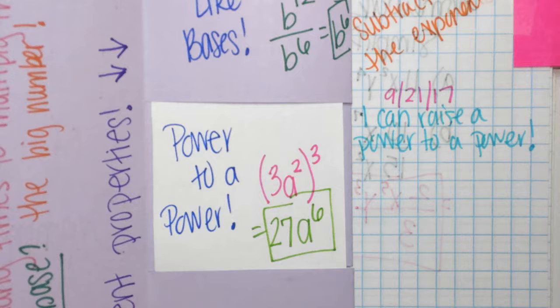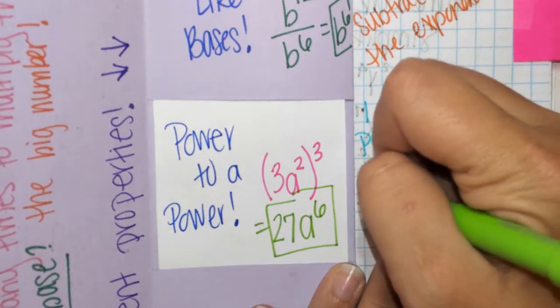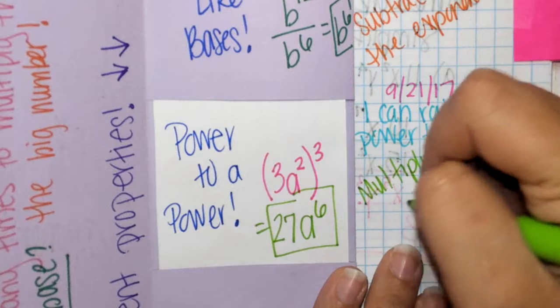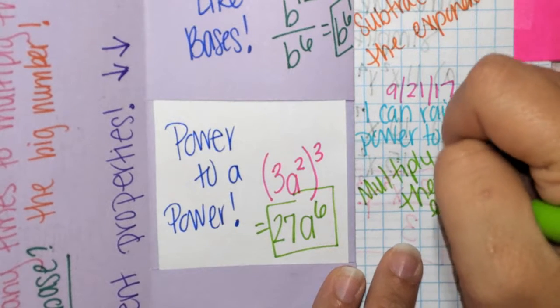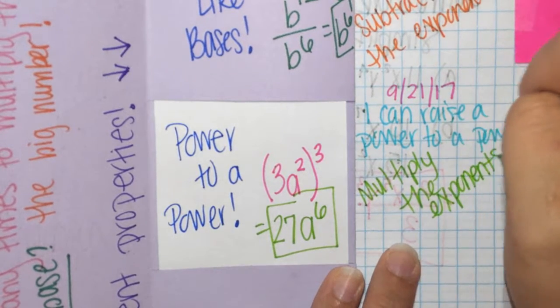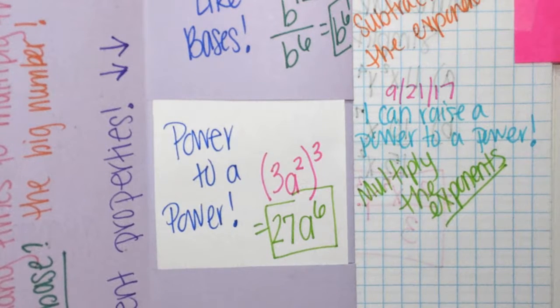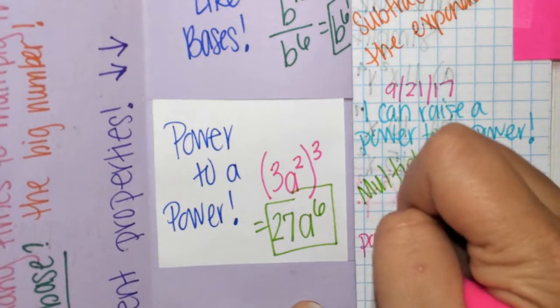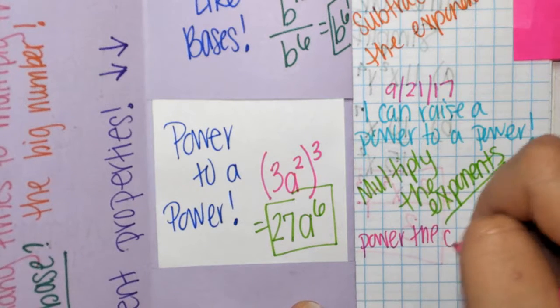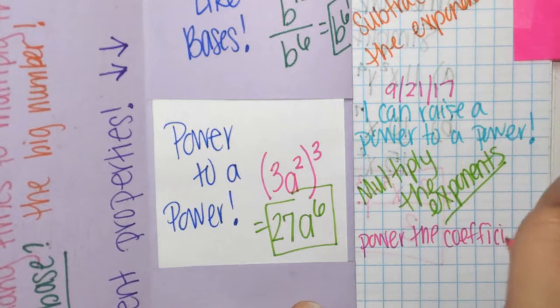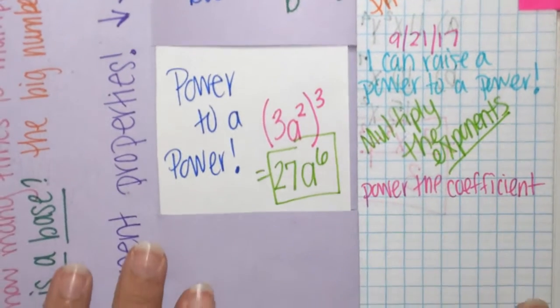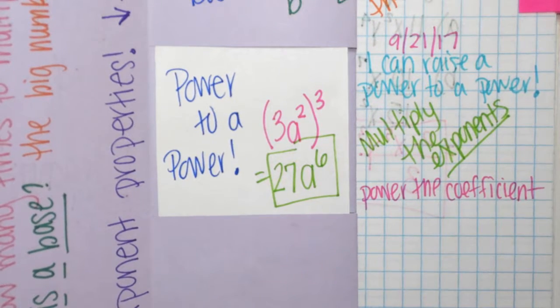You just put every single one. Yep. That's it. That's all you do. So when you raise a power to a power, multiply the exponents. But what do we do to the coefficients? Do we multiply those or do we actually power those? Power those. So power the coefficient. I don't think that's the technical term, power the coefficient, but that's how we're going to say it, and we're going to be happy.